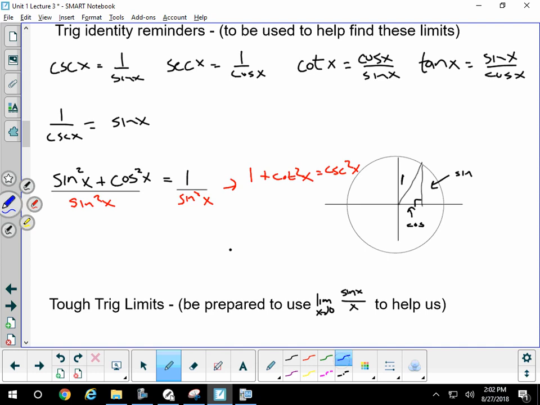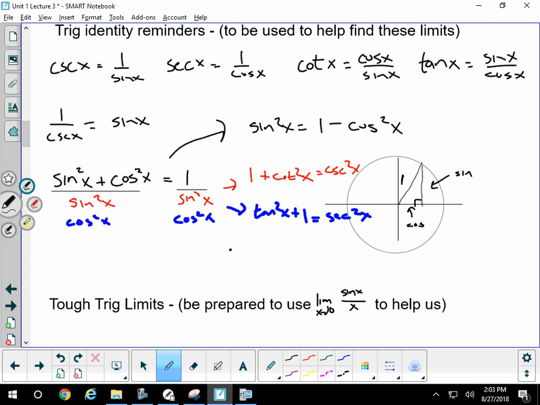You do the same thing with cosine squared. Instead of dividing by sine squared, I'll divide by cosine squared, and I'll get tangent squared plus 1 is equal to secant squared. And know that we can add or subtract and move anything around to solve for a particular piece of this. Like sine squared is equal to 1 minus cosine squared. Certain things like that.